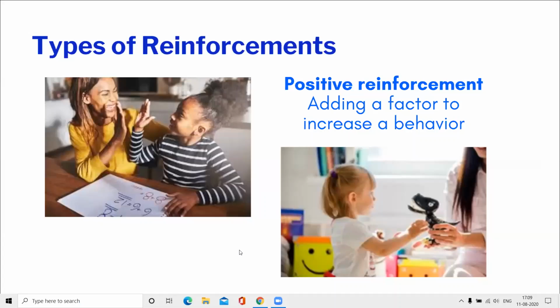that I would like you to remember. Okay, so there is positive reinforcement and there is negative reinforcement. There is also another terminology that I'm going to come to later in some time.